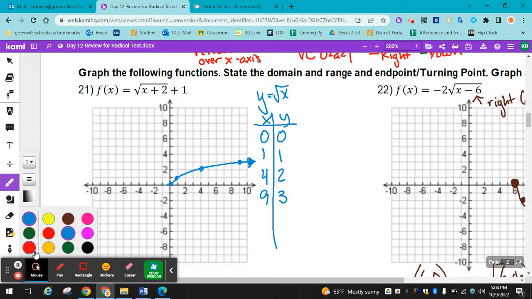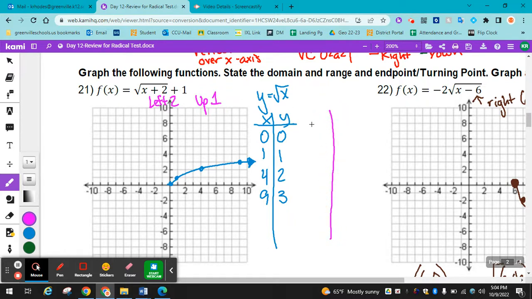And then we're going to change colors. We're moving this graph left 2 and up 1. One thing I like to do is just move my x and then plug it in. So if I'm moving these left 2, that means I have to subtract 2 from all of these numbers. So 0 minus 2. 1 minus 2. 4 minus 2. And 9 minus 2 is 7.